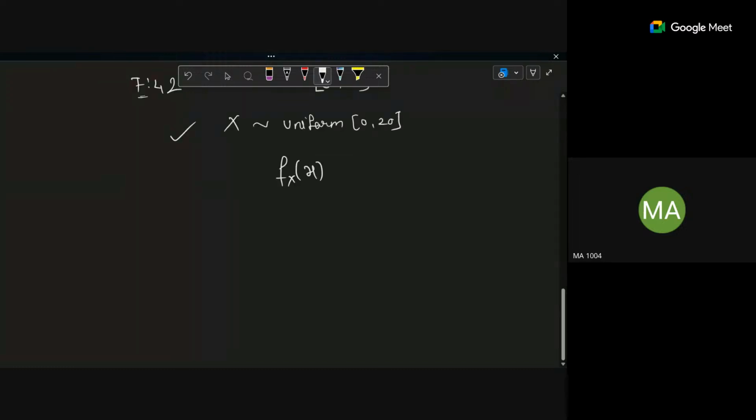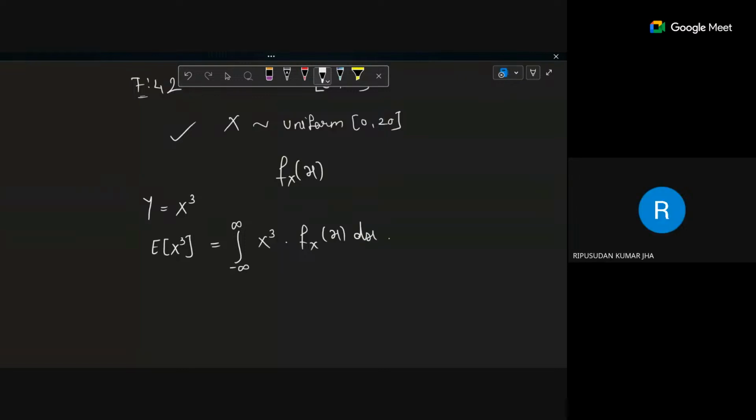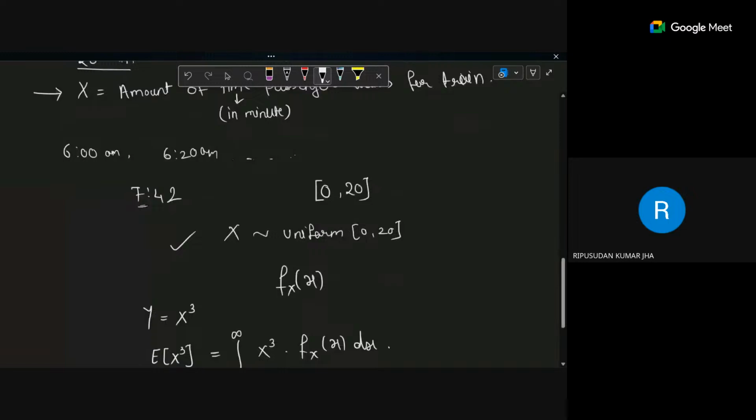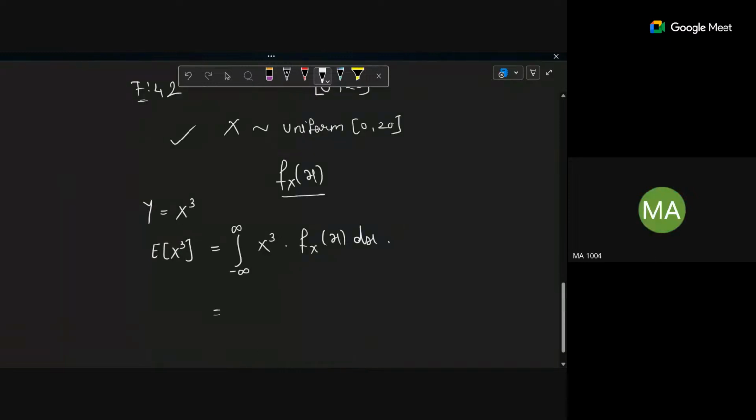Now we have to find the expected value of y equal to x cube. Recently we saw how to find the expected value of any function, let's say x cube: it is x cube into f(x). Now in the place of f(x), what will we write? 1 upon 20, this PDF.